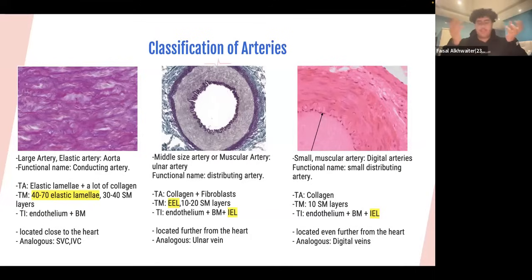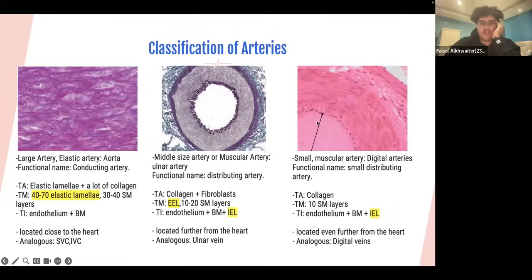And then you've got the medium muscular arteries. They usually have fewer smooth muscle layers, so 10 to 20. And then they have internal and external elastic lamellae, as you can see here. This is the internal elastic lamella, and then the external elastic lamella. That's a very easy way to identify them.